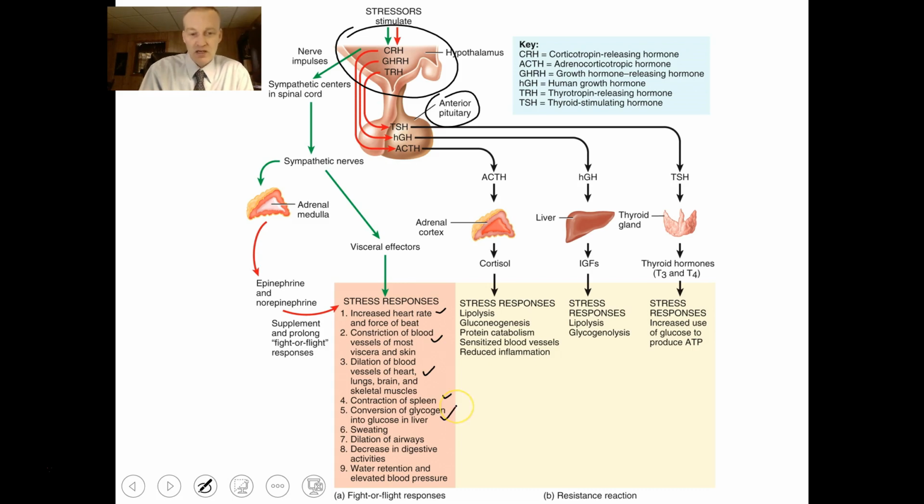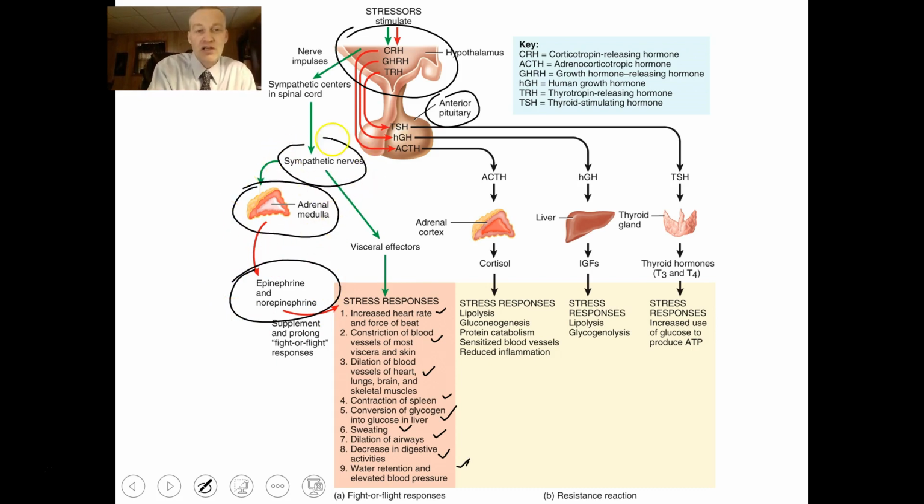We can convert glycogen in the liver into glucose, so we have sugar. We'll increase sweat to cool us down, dilate our airways so we can increase the amount of air coming into our body. We stop the digestion of food. We don't need to digest food in a stressful situation. And we retain water and elevate blood pressure. These are all things that can be done through epinephrine and norepinephrine, which of course comes from the adrenal medulla, which is stimulated by the sympathetic nervous system.